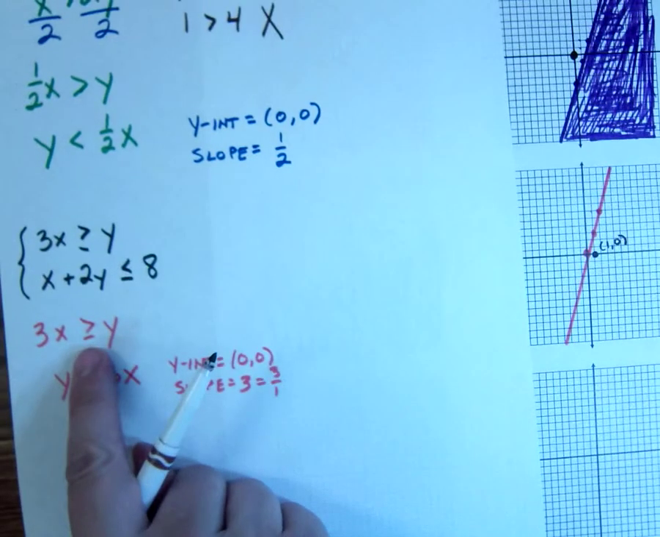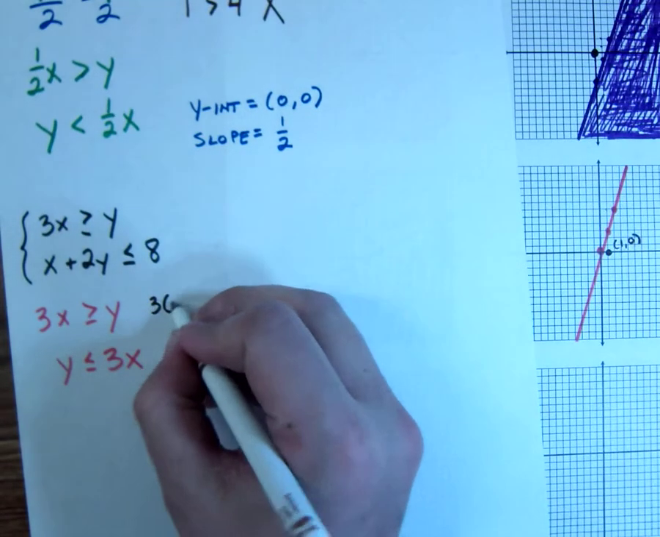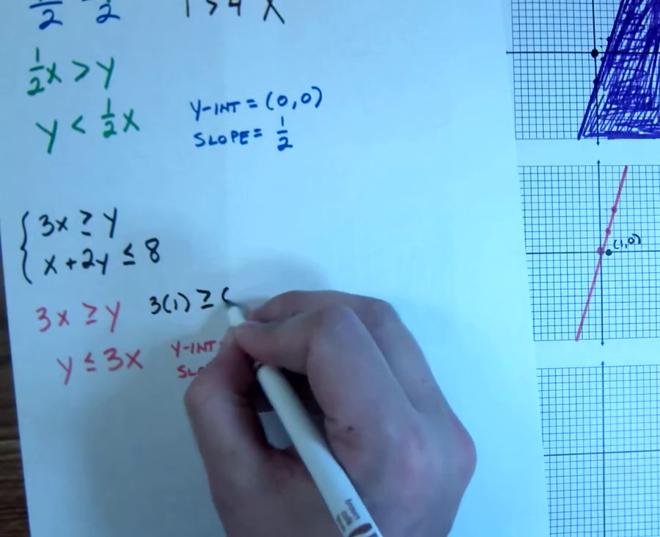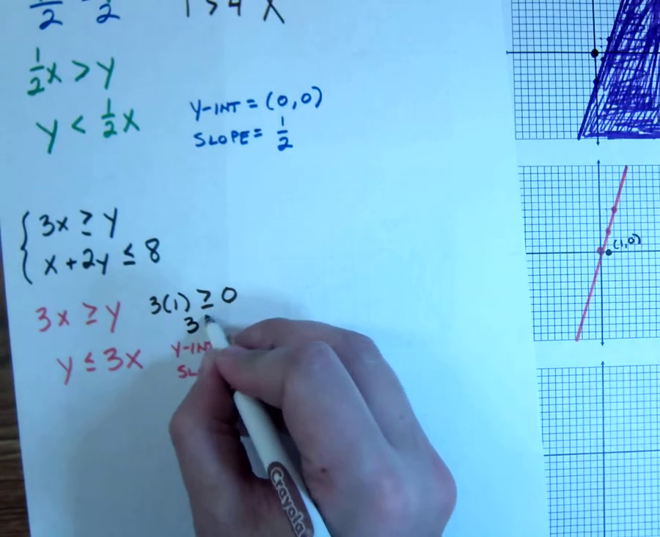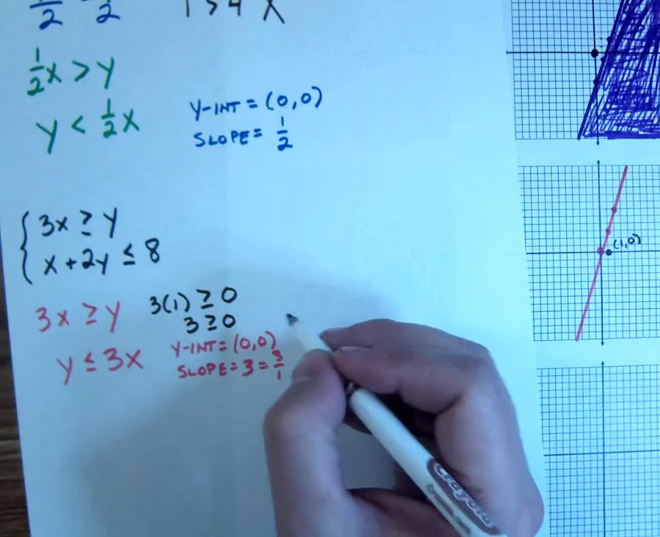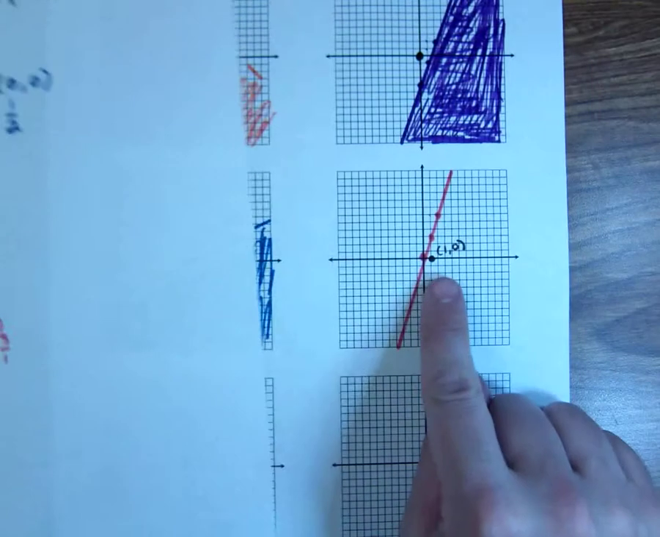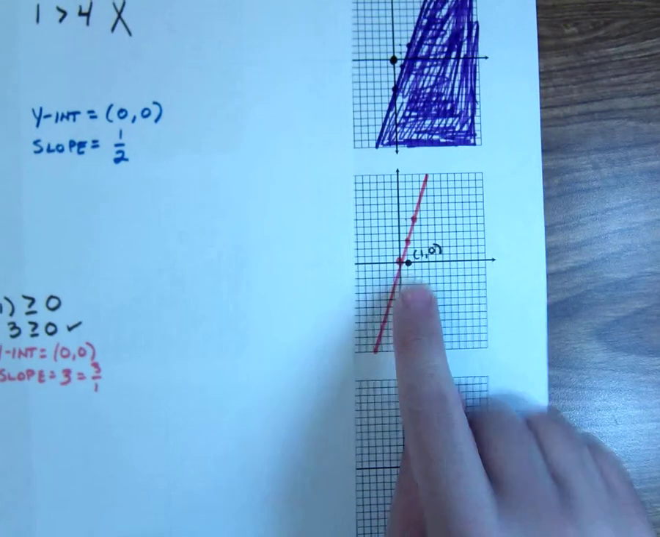That's almost as good. So I'm going to go back to the equation. 3x greater than or equal to y. I'm going to replace the x with 1 and the y with 0. So this is 3 is greater than or equal to 0. True or false? True. 3 is greater than 0. So that means I'm going to shade the part that includes 1, 0.